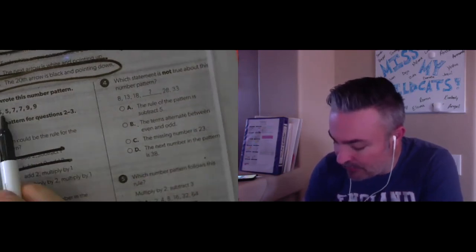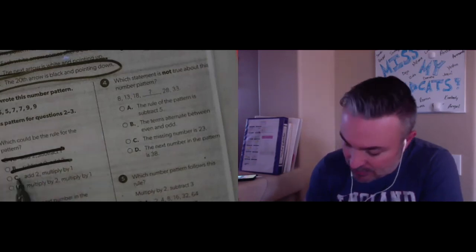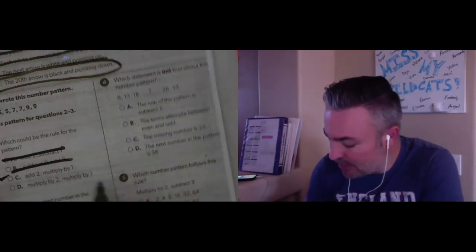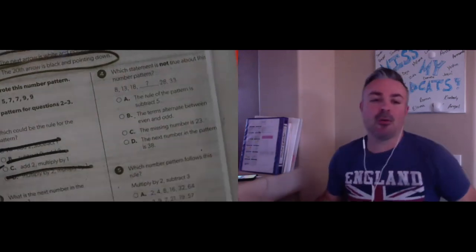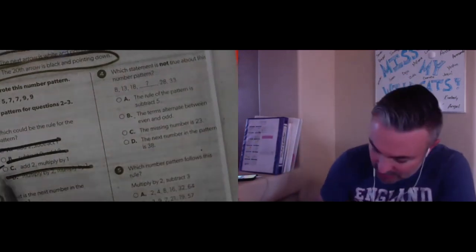Add 2, multiply by 1. 3 plus 2 is 5, times 1 is 5. That's looking good so far. Multiply by 2, multiply by 1. Multiply by 3 times 2 is 6. That's out. So we've eliminated the other options. I would go with C.